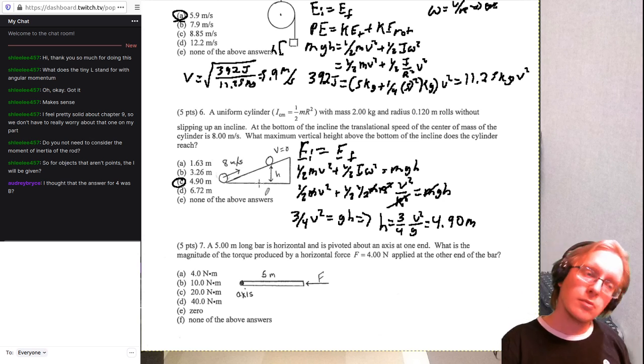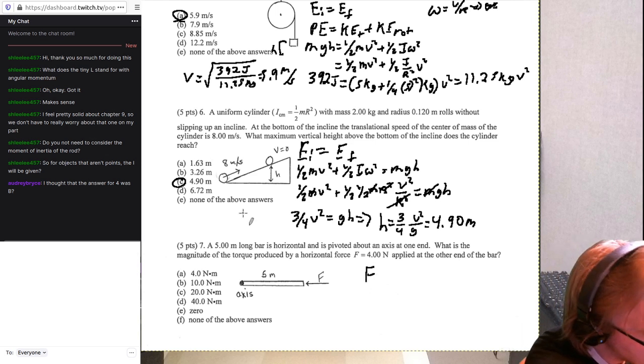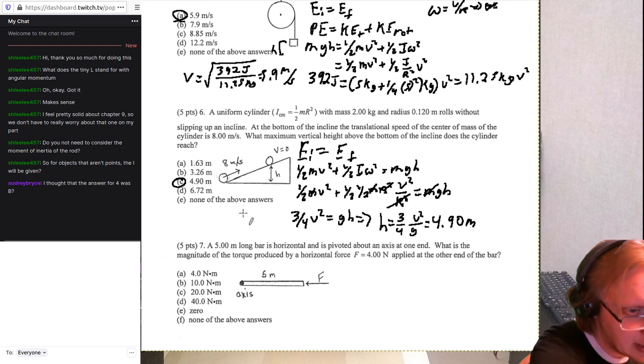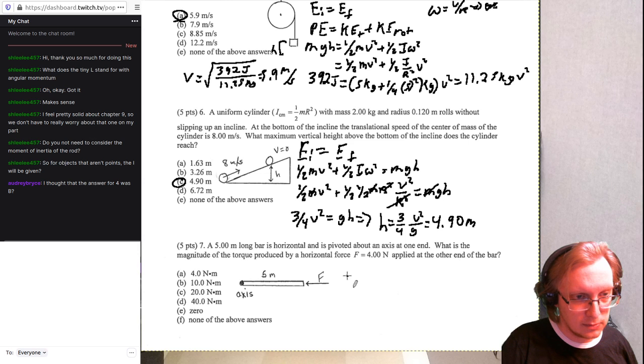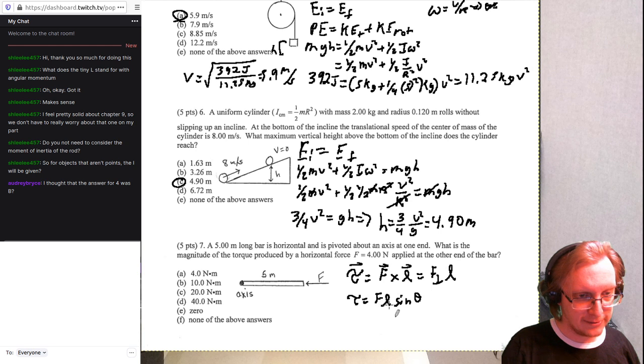So, this F here. Torque, the torque vector, is equal to F cross L. We're looking for just the magnitude of this, F L sine theta. What the book will do, they'll say this is F perpendicular to L. Well, the mathematical statement for saying that is F L sine theta.